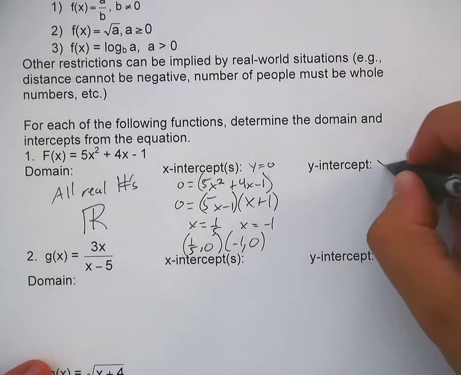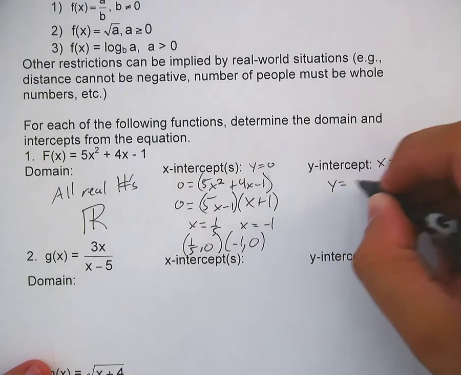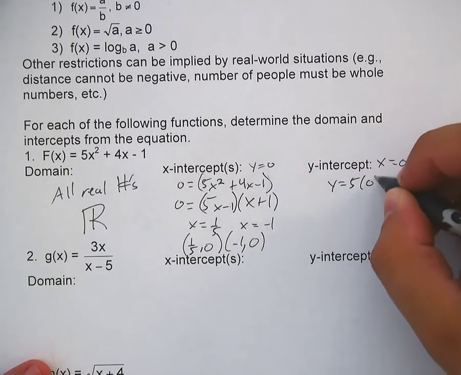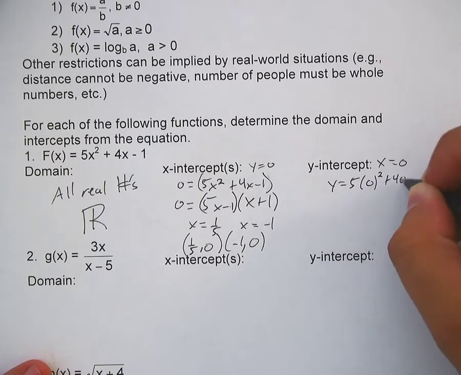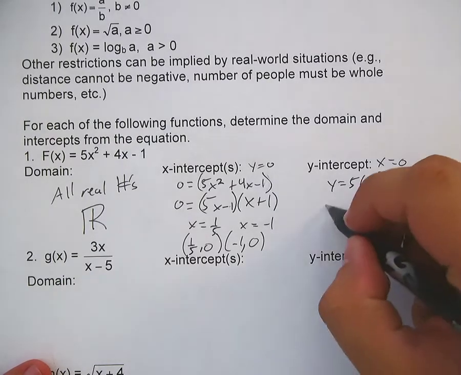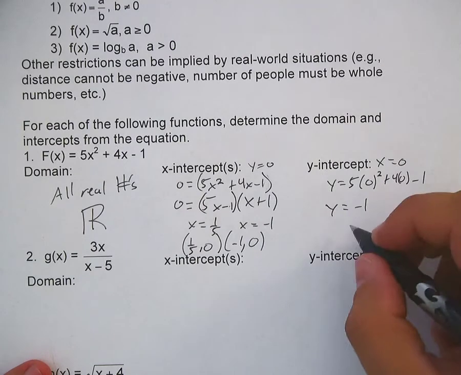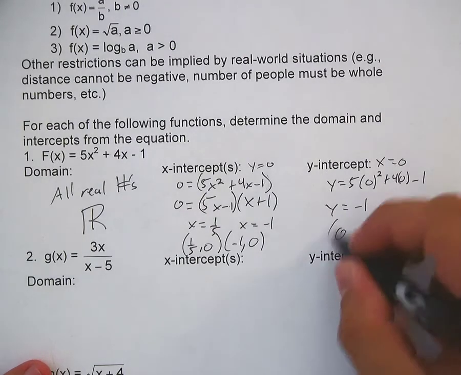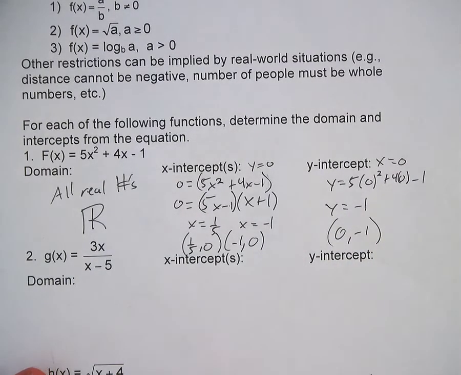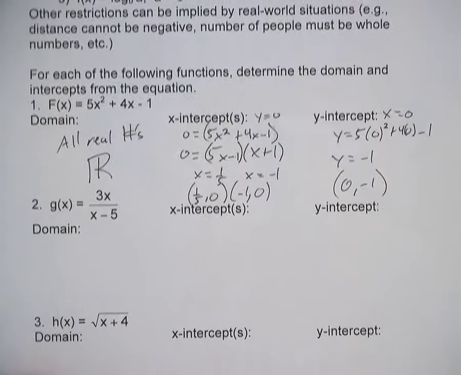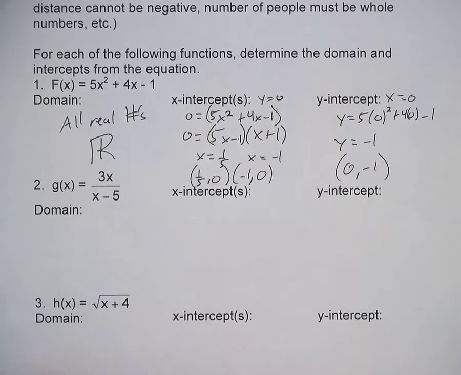Y-intercept, set x equal to 0. Y is equal to 5 times 0 squared, plus 4 times 0, minus 1. Everybody loves these. These are the easy ones. (0, -1). Alright? Domain.